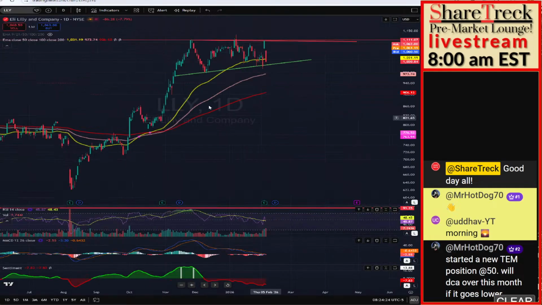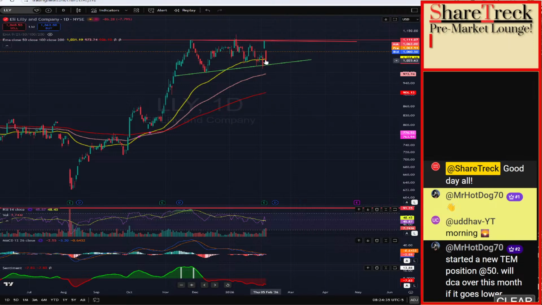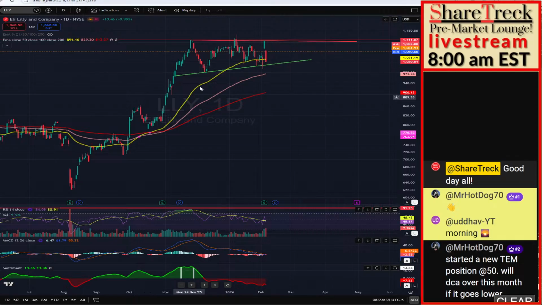Eli Lilly is up 3.95% in pre-market trades, still going to have a resistance at 1107.90. Right now we are at 1061.94. We'll definitely see some support at 1031.19, which is the 50-day exponential moving average.